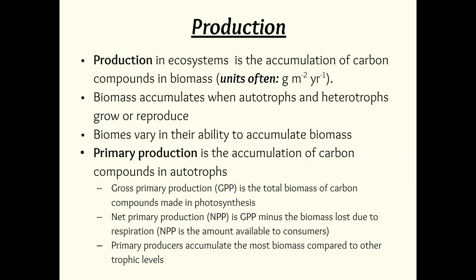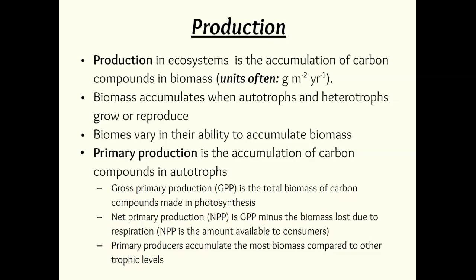Remember, at the equator, there's really high productivity. They're going to have a lot of photosynthesis, so they're going to accumulate a lot of biomass, and therefore all that biomass can be transferred up the food chain. But in colder ecosystems, all of that is going to be a lot less.